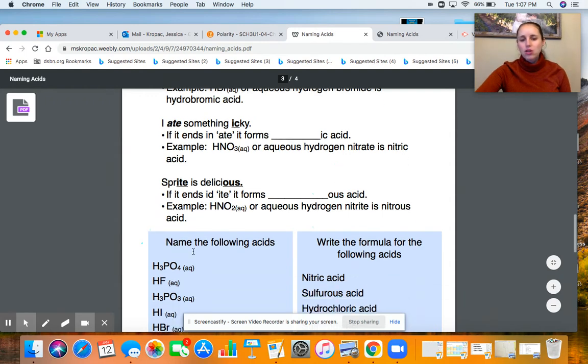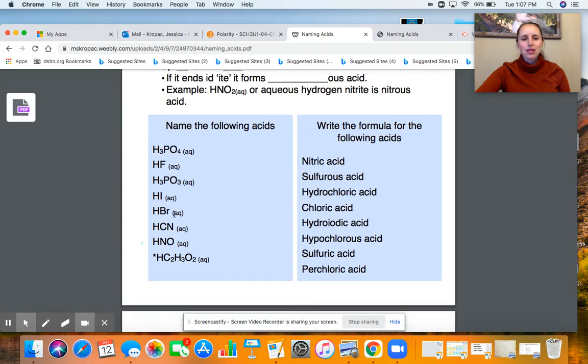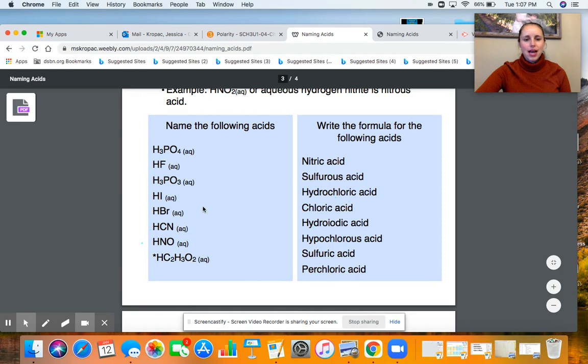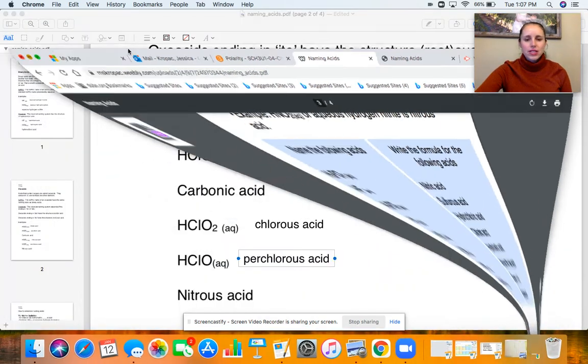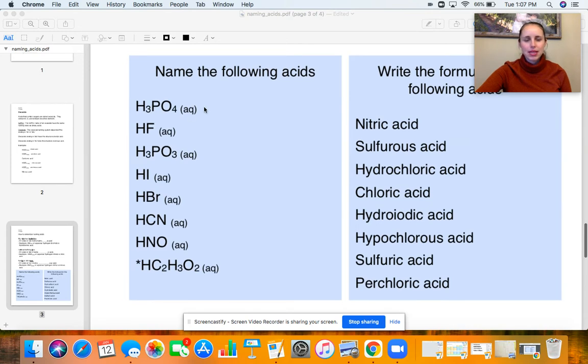So I want you to try these on your own. I want you to go ahead and do the classical name for all of these acids. Pause the video and see if you can actually figure this out. All right, so I'm going to walk you through these. Let's walk through naming these ones first.